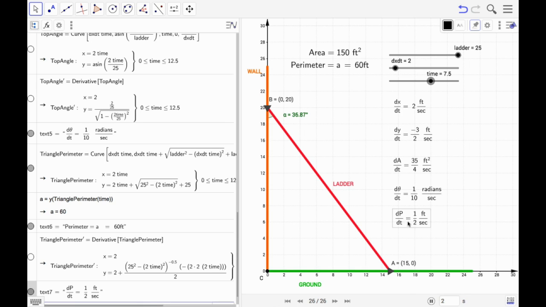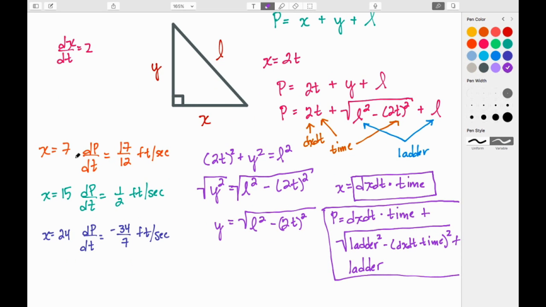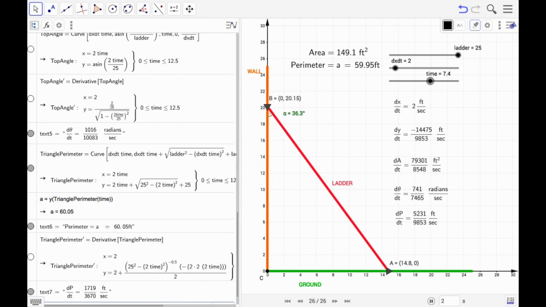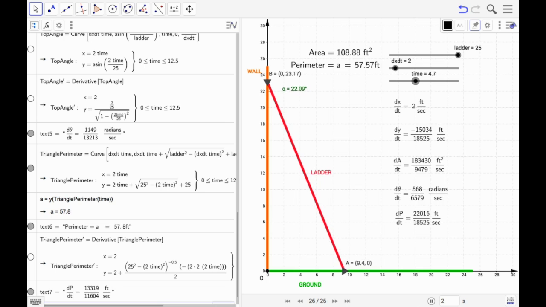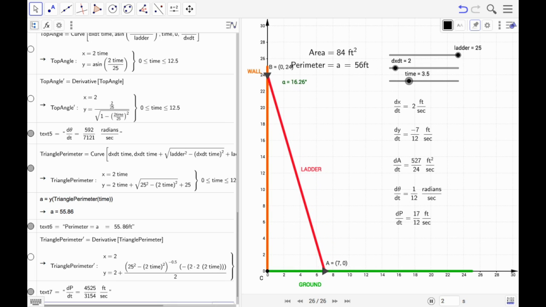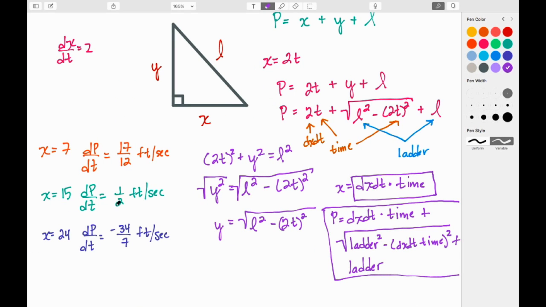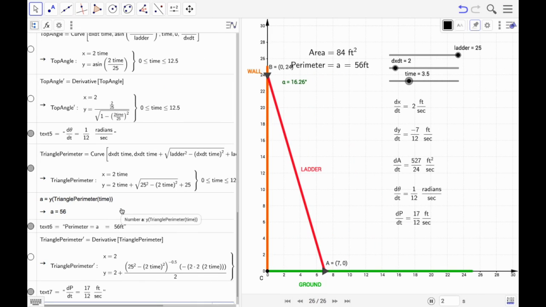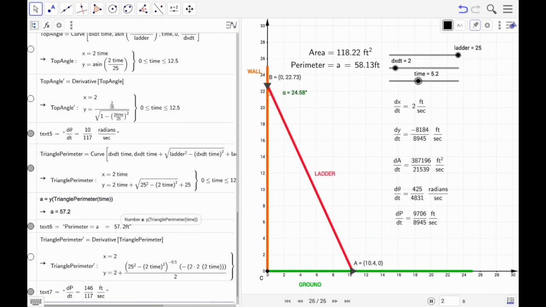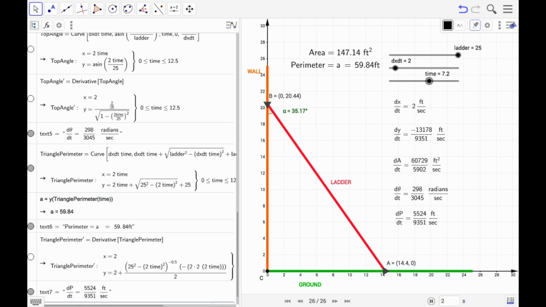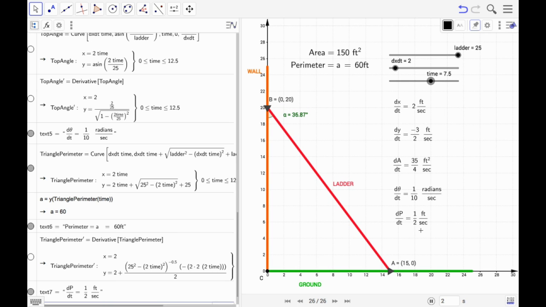Now let's go ahead and check each one of these rates of change for the perimeter for the problem that we're working on. We know that when X is 7, the rate of change of the perimeter should be 17/12. So let's set X to 7. Let's move the timer back till we get to 7. Here we are at 7, and it is 17/12. When X is 15, it should be a half a foot per second. So let's move this over to 15. At 15, we are at a half a foot per second.